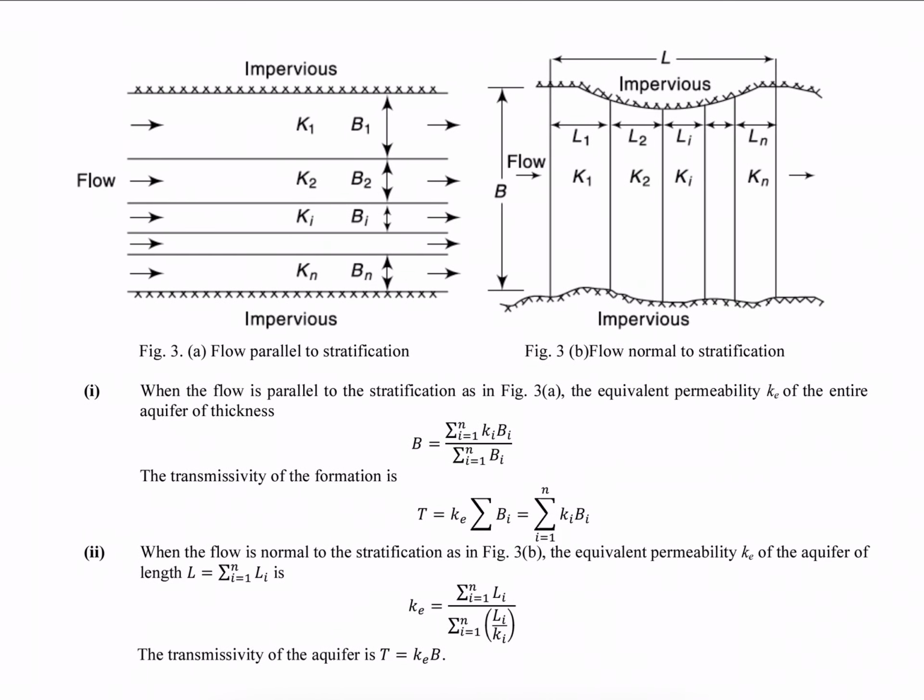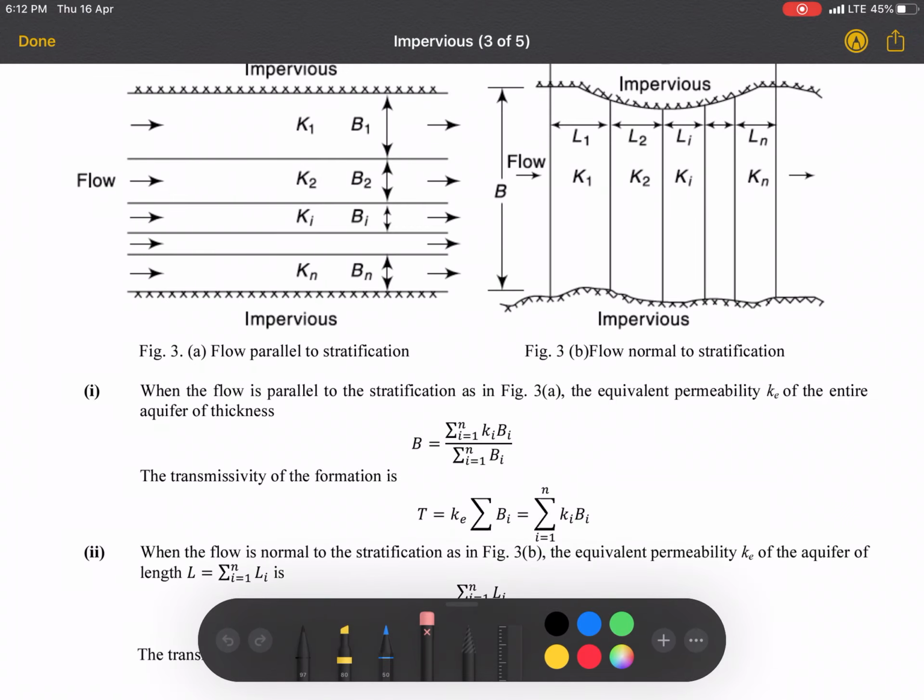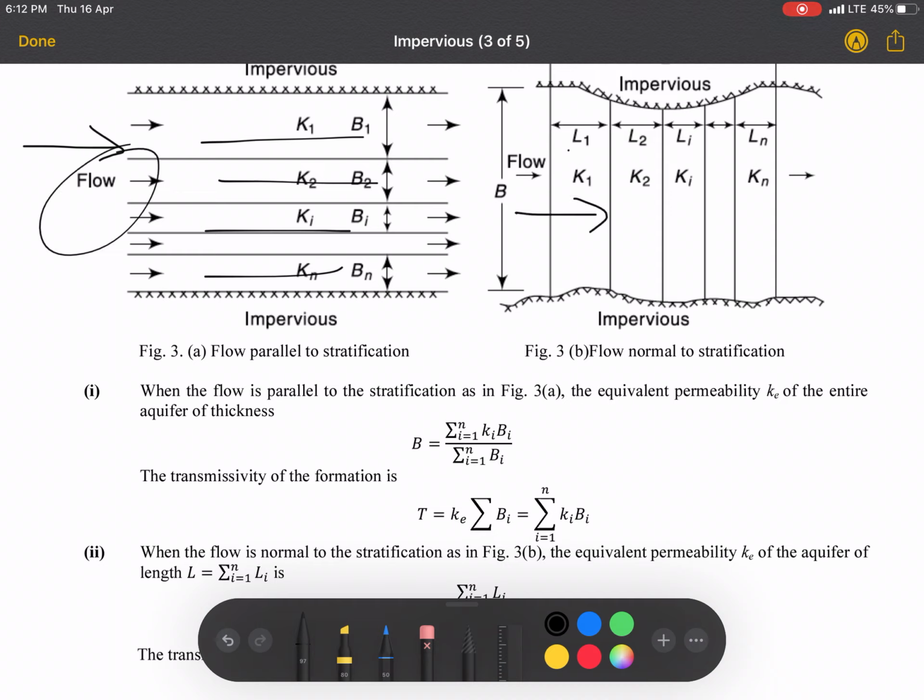But what if the soil is not homogeneous, the aquifer does not have a homogeneous layer of soil? That means there are multiple layers. The soil is stratified, divided into different layers. Let us see there are two possibilities. One is the flow is in this direction and the layers are also parallel to the flow. The second is the flow is in this direction and the layers are perpendicular to the flow.